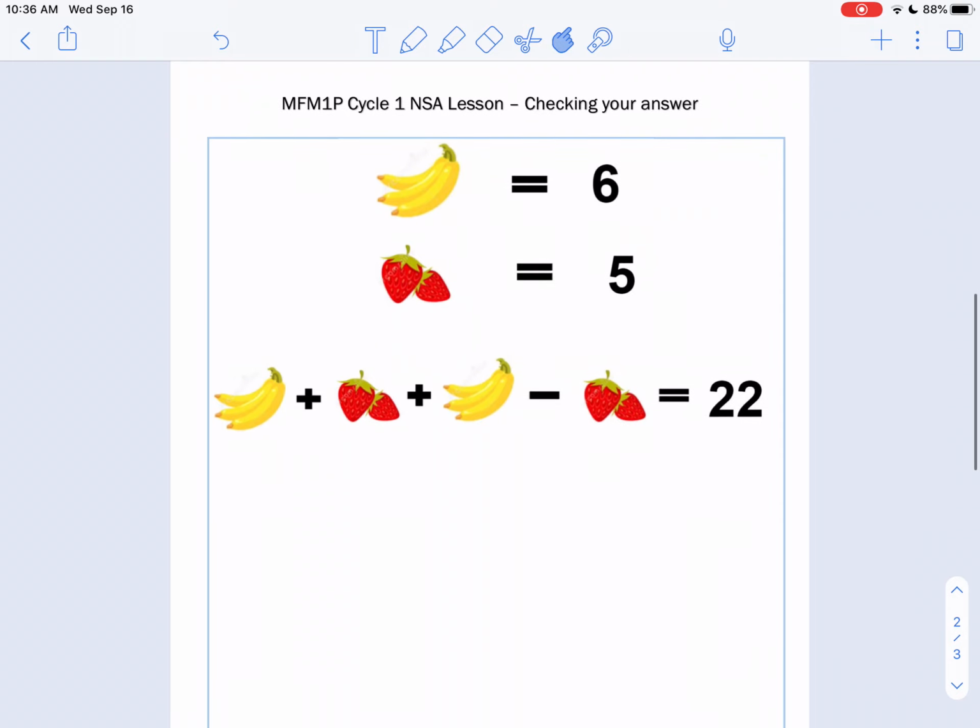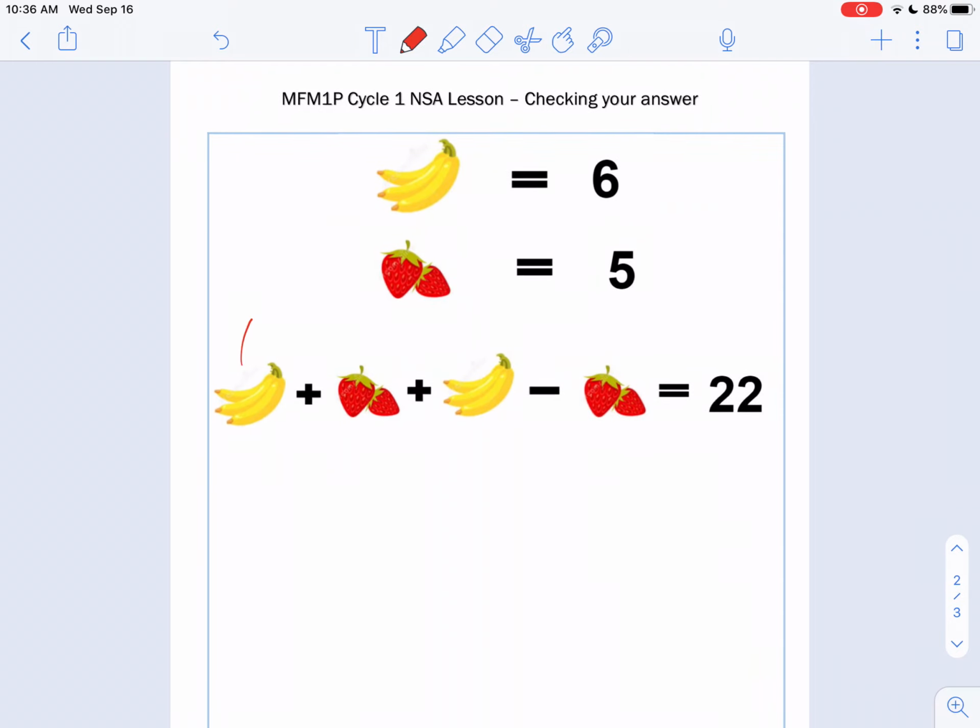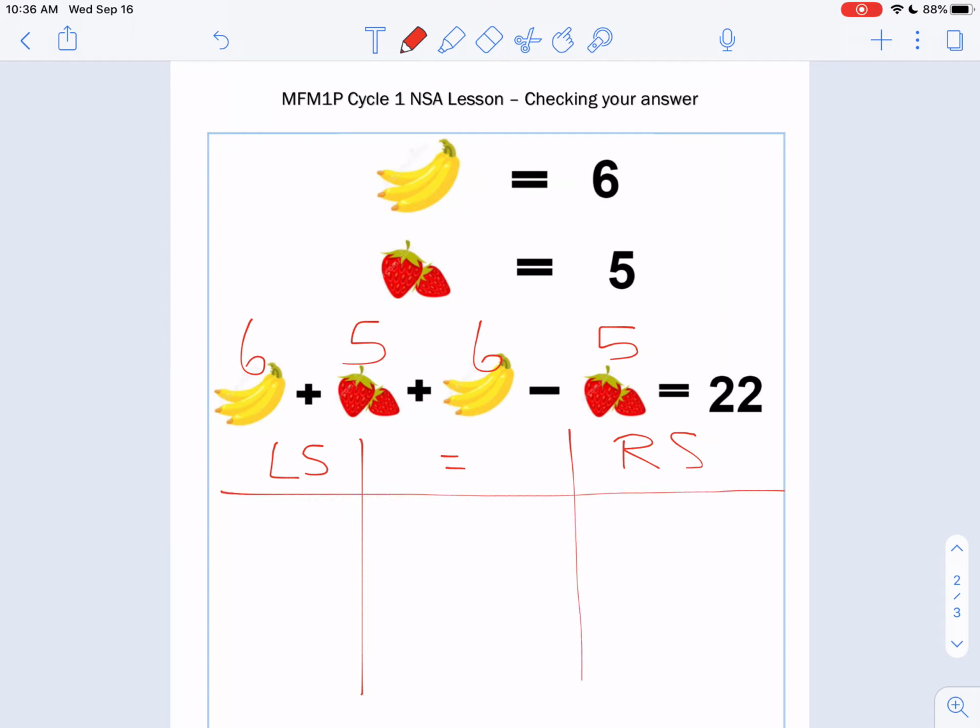Let's check another one. So I have a bunch of bananas is worth 6, and 2 strawberries is worth 5. So I'm going to plug those numbers back into my picture. I'm going to do my left side and my right side separate again, because I'm trying to check if my answer is correct. So 6 plus 5 plus 6 minus 5, and that has to come out to 22.